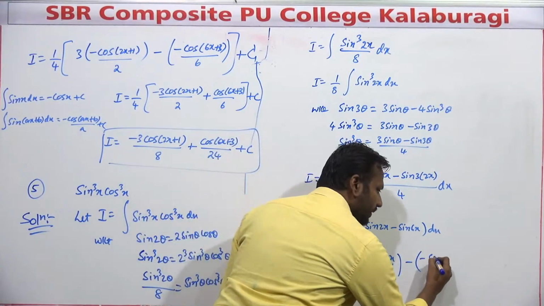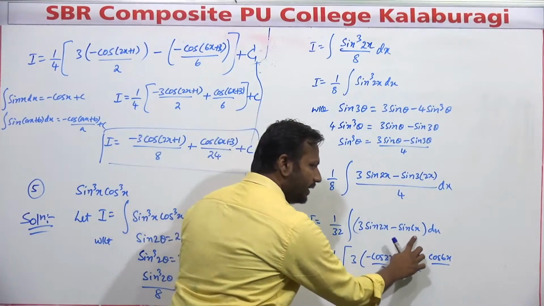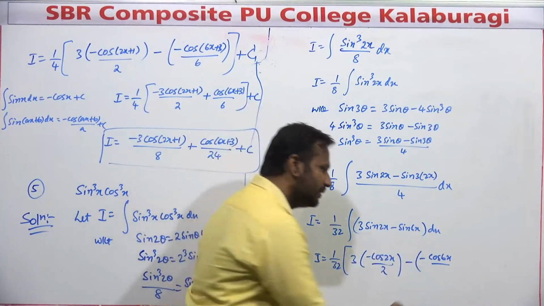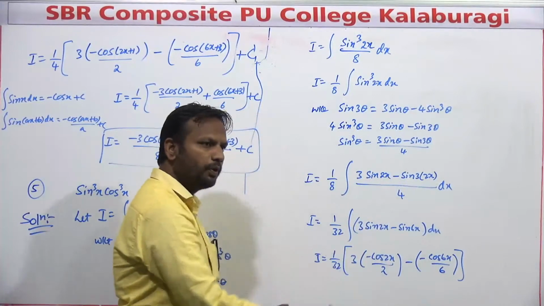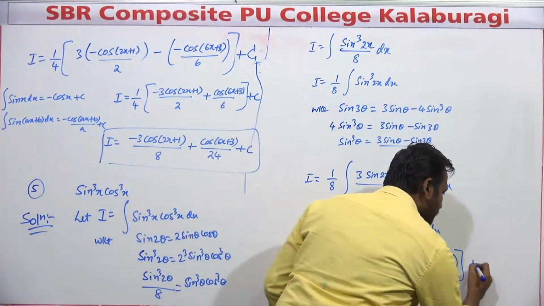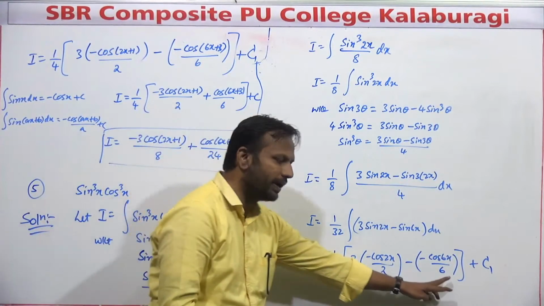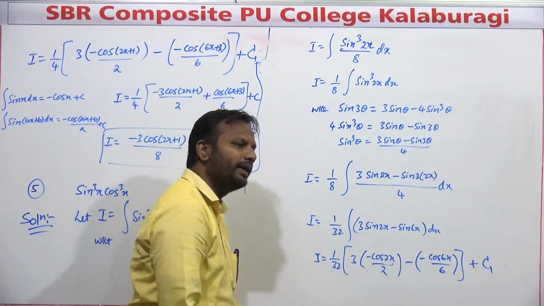So the integration of sine 6x is minus cos 6x. Again, the inner function is linear, and 6x differentiation is 6, which you divide by here. After the integration process, at last you should mention plus c as the integral constant. So put the bracket, and after it mention plus c. Further you simplify and you will get the answer.